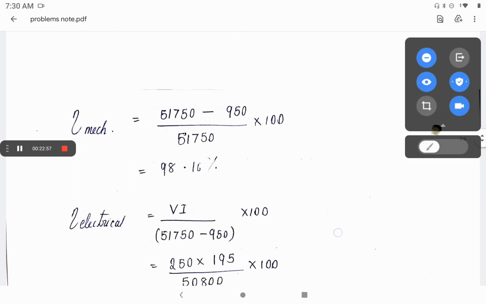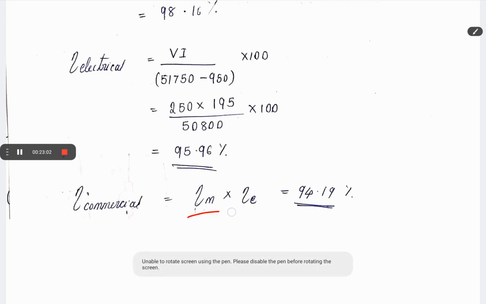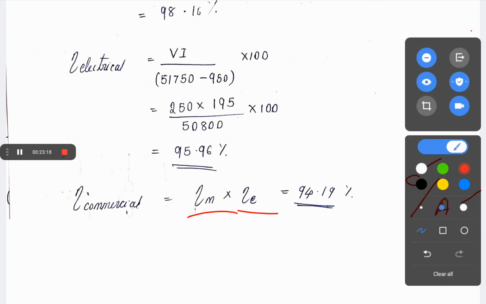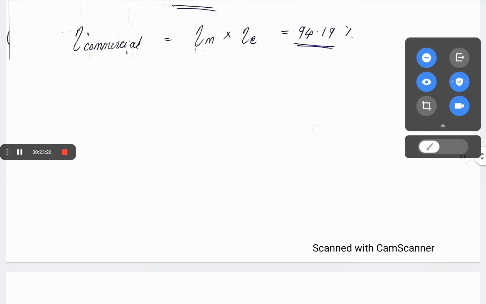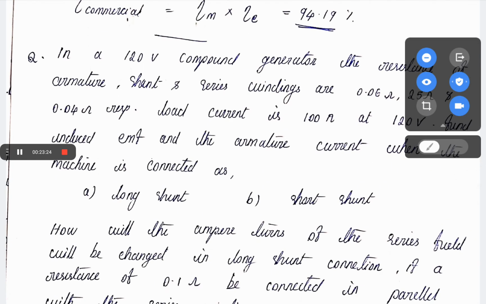Okay. Then commercial efficiency can be calculated by mechanical efficiency into electrical efficiency, or what is the equation? Stage C by A will give you the efficiency as 94.19%. Okay. Then another question.